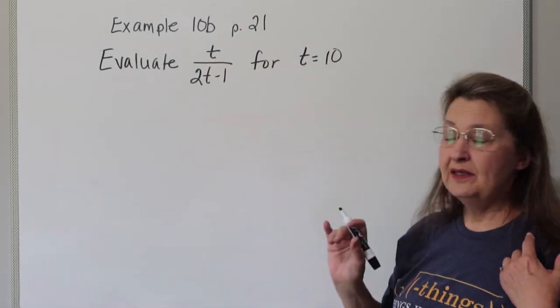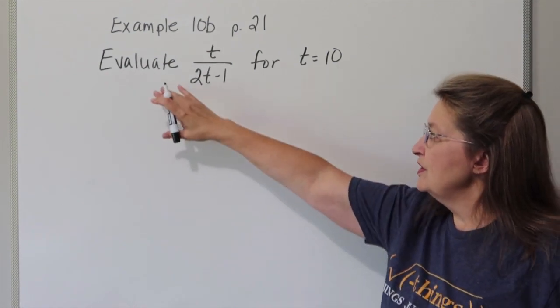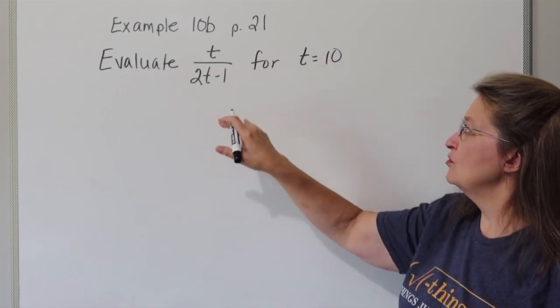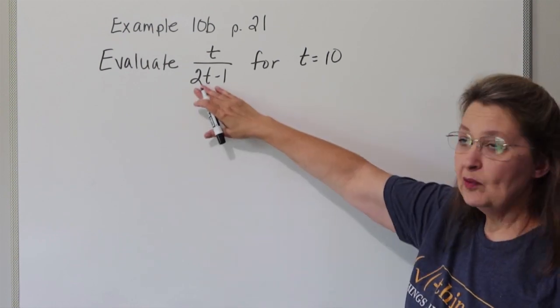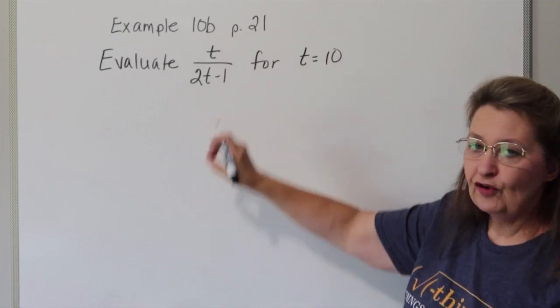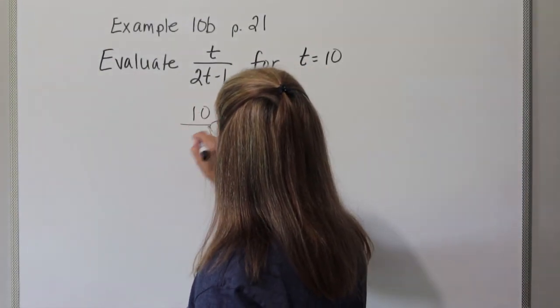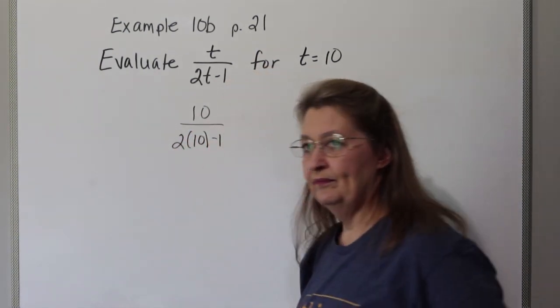This is example 10b from page 21 in your book. The instructions say evaluate t over 2t minus 1 for t is equal to 10. Now this is an expression, but we're told to substitute in a 10 for every t, every single one. So we're going to put 10 over 2 times 10 minus 1.